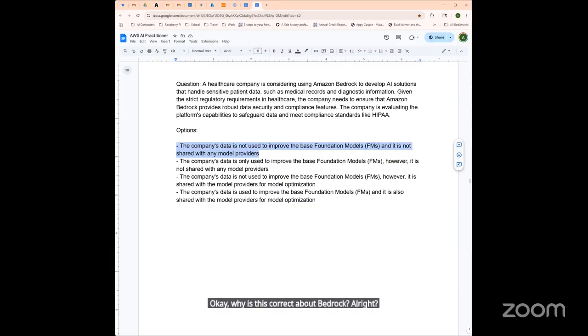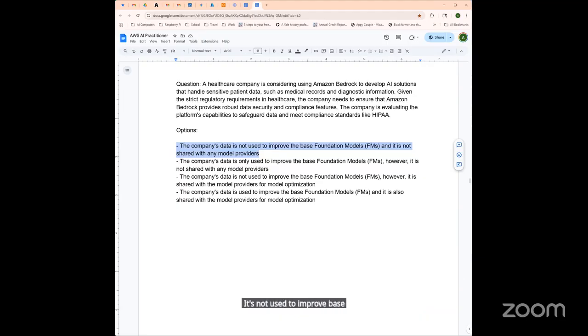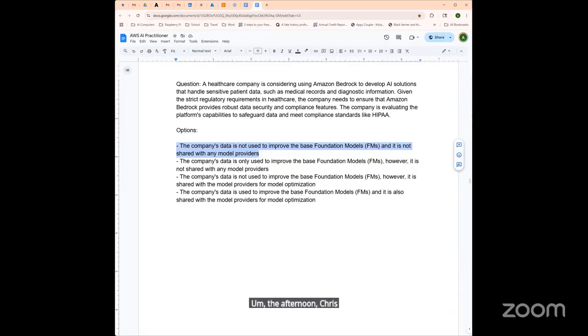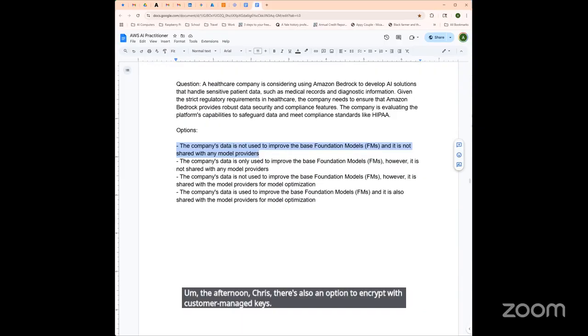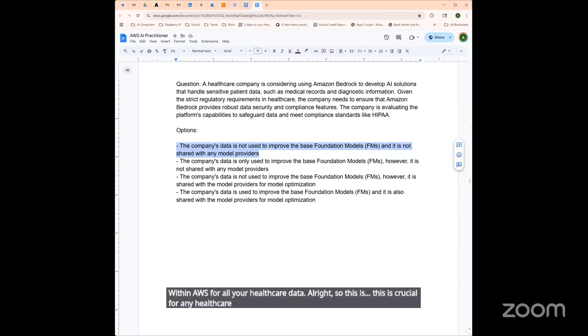Bedrock has strong data security guarantees. This includes customer content: it's not used to improve base foundation models, and it's not shared with any model providers. It's always encrypted in transit and at rest. There's also an option to encrypt with customer managed keys. PrivateLink is available for private connectivity, and HIPAA compliance is built in within AWS for all your healthcare data. So this is crucial for any healthcare company that handles sensitive data like patient information under strict regulations like HIPAA.